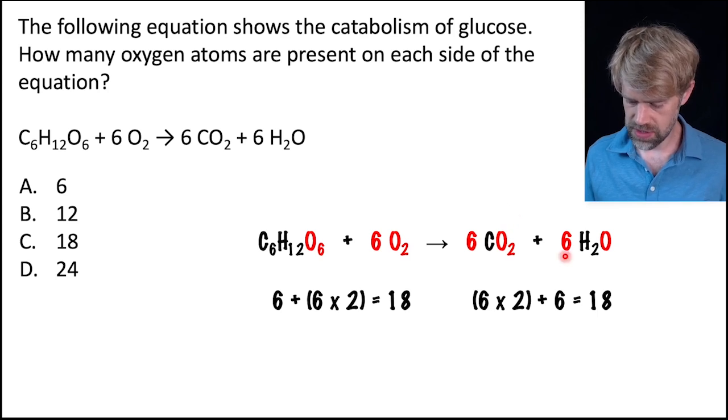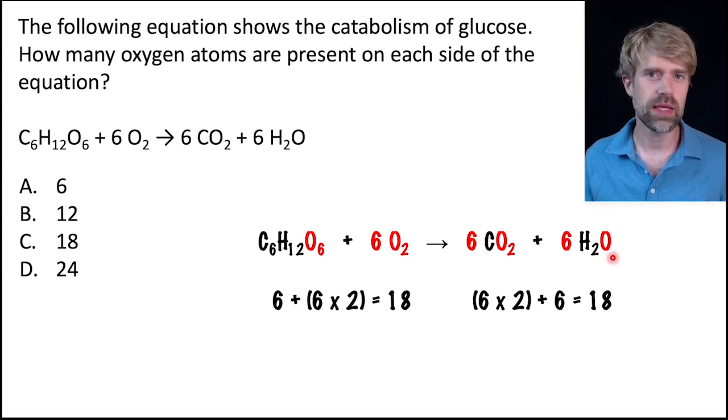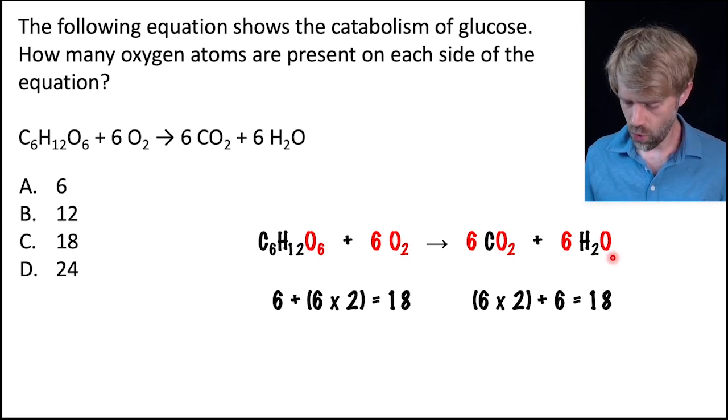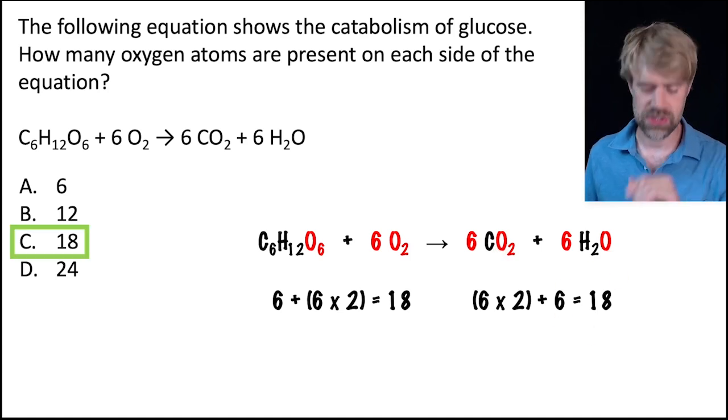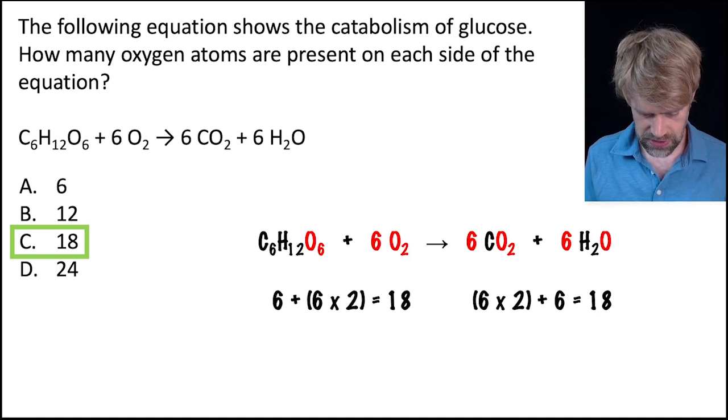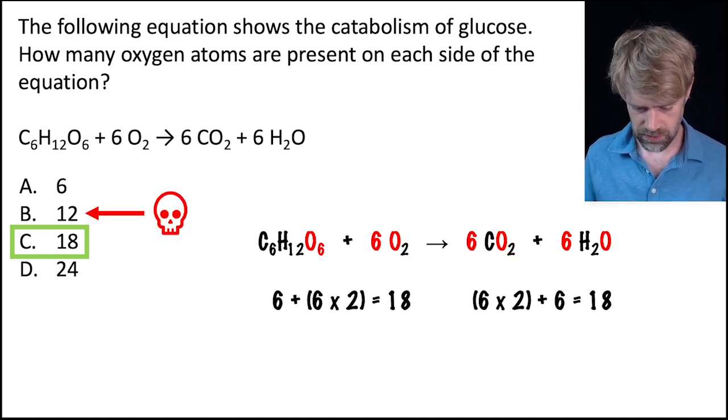And then we have 6 H2O, and each H2O has 1 oxygen. We have 6 of them. So we have 6 times 2 plus 6 equals 18. 18 on both sides, and that is choice C.